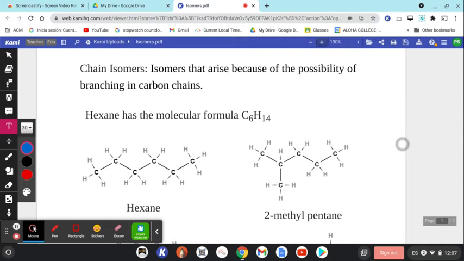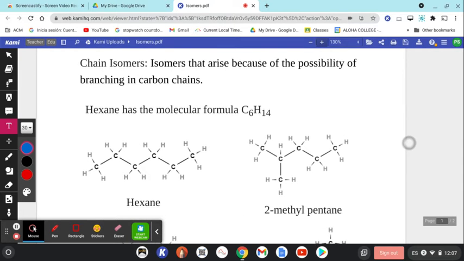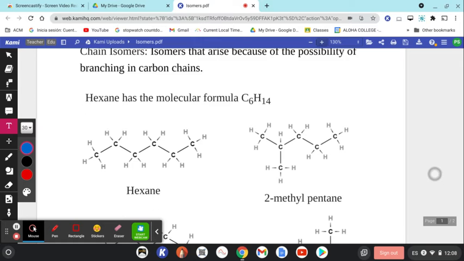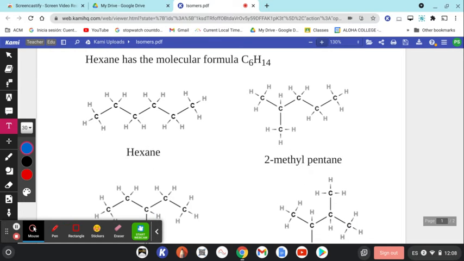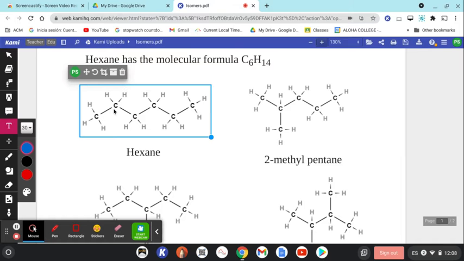So let's begin with chain isomers. These are isomers that arise because of the possibility of branching in carbon chains. Now let's look at an example of what that means. Hexane has the molecular formula C6H14. However, you do not need to have all carbons in a row, like the straight chain isomer of hexane. All 6 carbons are in a straight row.